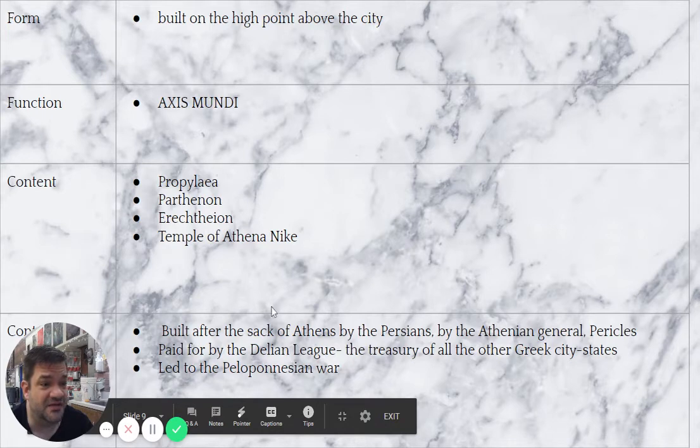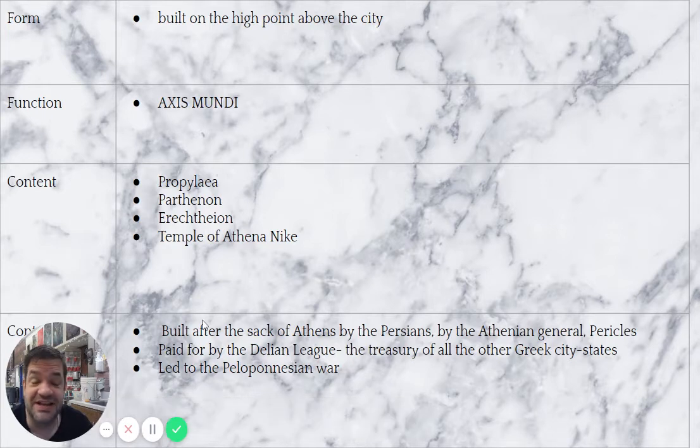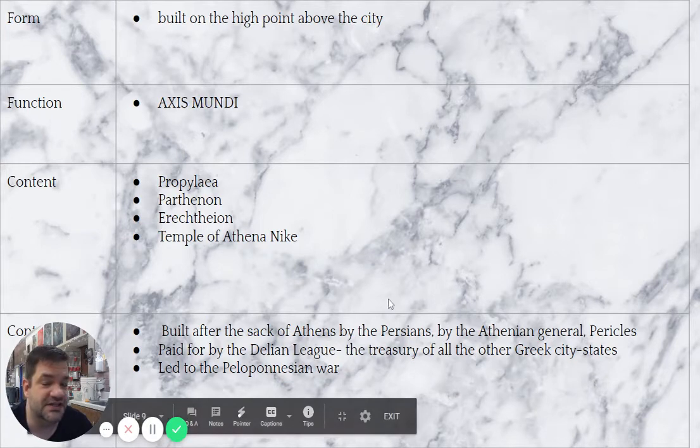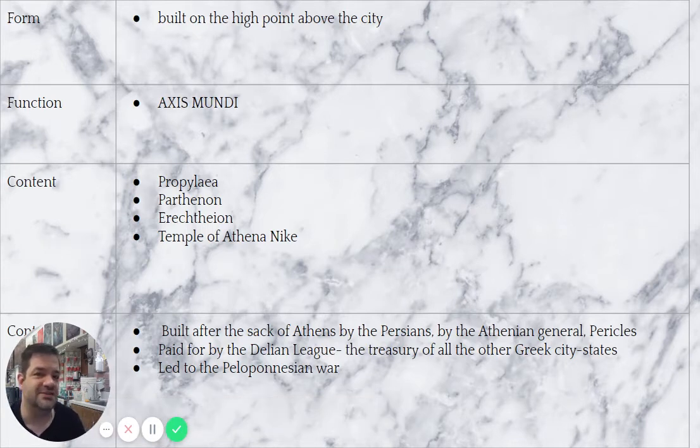The construction of the Acropolis, and the use of that money, amongst other shenanigans, is going to lead to the Peloponnesian War and the downfall of classical Greece. So Athens goes to war with Sparta. They fight amongst themselves. They decimate each other. Sparta wins, but is too weakened to hold all the territory they take from the Athenians. And Philip of Macedon, Alexander the Great's father, comes in and gobbles up all of Greece.